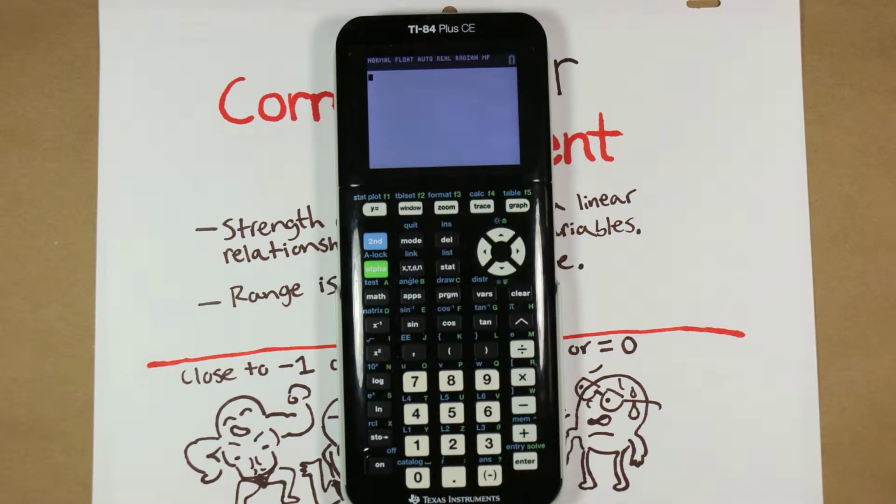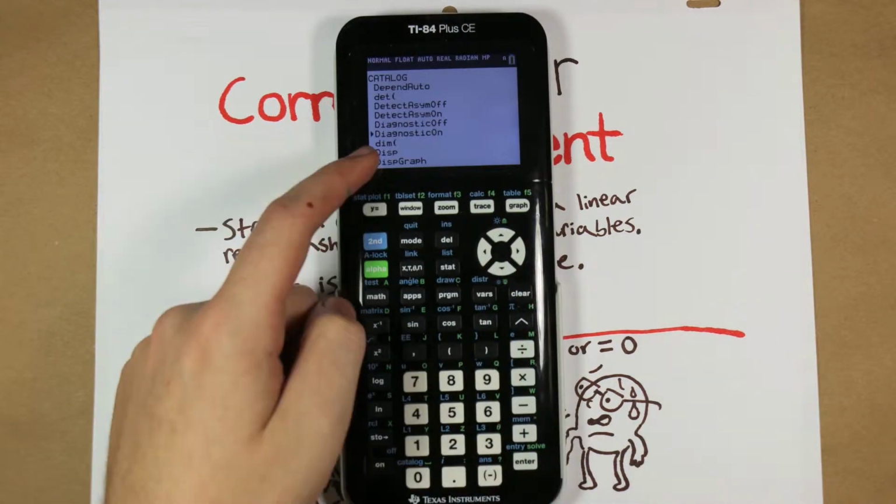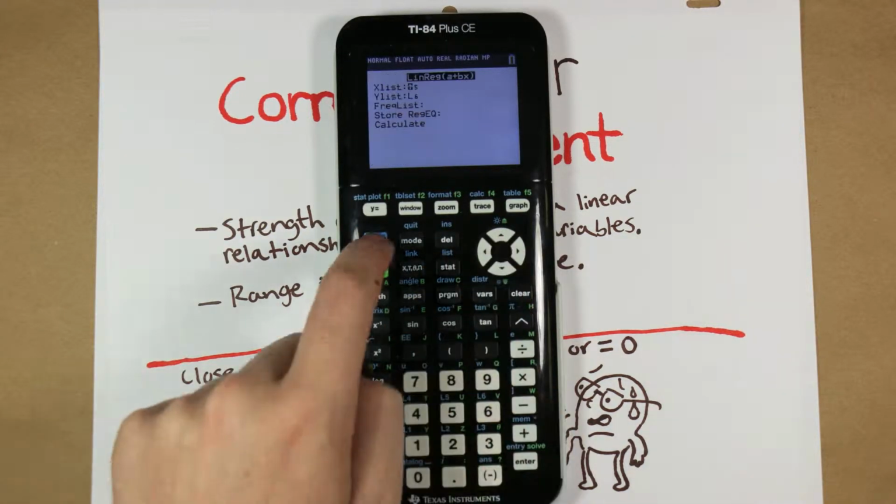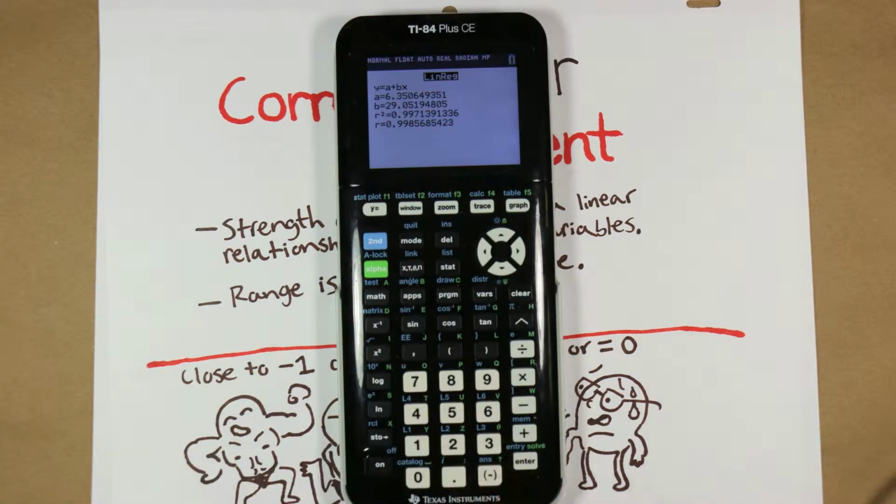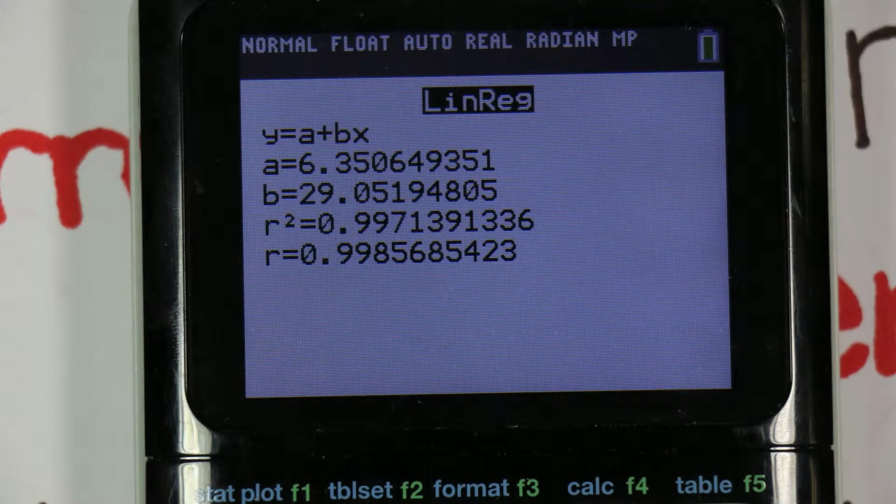To find correlation coefficient with a calculator, make sure diagnostic is set to on. Next, hit stat, calc, and 8 to go to linear regression. Enter the two lists and hit calculate. Here you should have the correlation coefficient under R. As you can see, R is 0.9985, meaning the correlation is positive and very significant.